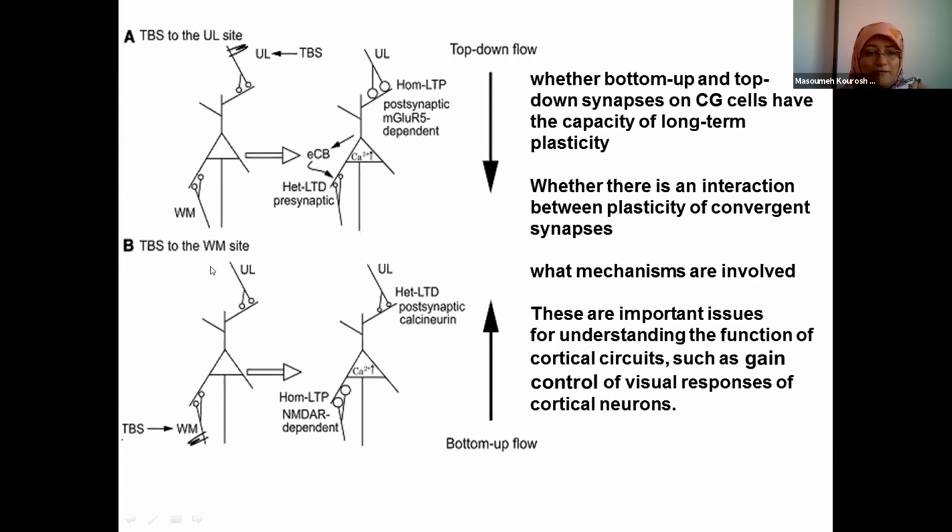On the other hand, if we use TBS on the white matter, we could induce LTP in this synapse that was NMDA receptor dependent, and in the other pathway in the upper layer, we could induce hetero-LTP.